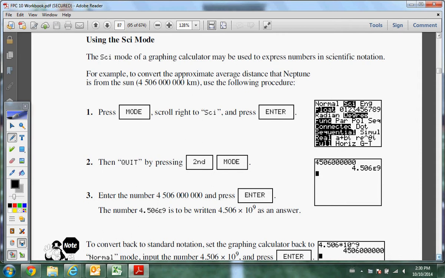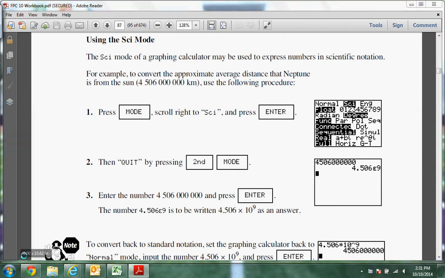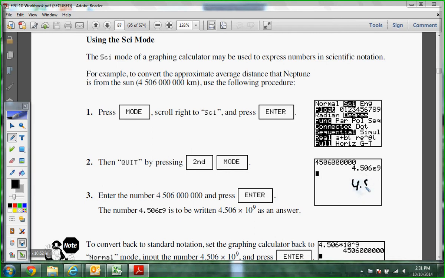E9 means that it's going to be 9 zeros added on, or 10 to the 9. So anyways, that's how you do it. So mode, click over to SCI, hit enter, and then you can put stuff in your calculator. So if you entered this number here, 4506 with 6 zeros, hit enter, it'll give you E9, which gives you scientific notation. To us, this means 4.506 times 10 to the 9th.